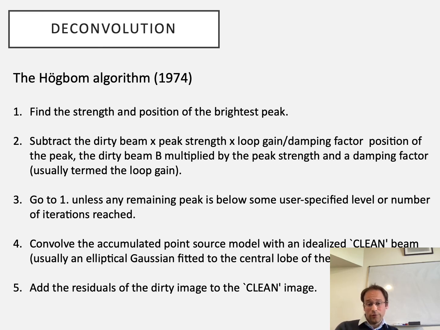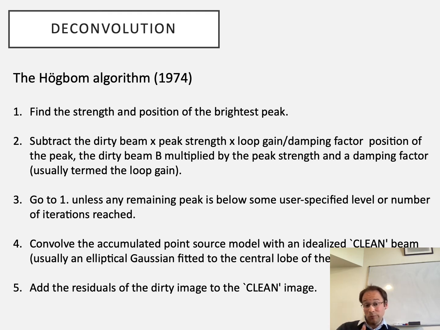And we take that product and we multiply it by the gain, the loop gain. And the loop gain is just some factor, normally about 10% or 1%, depending on how accurate and long you want the algorithm to run for. And once we've got that, so we've got the brightest peak strength multiplied by the point spread function, multiplied by this gain, we then subtract that from our image. And we store that subtracted component in a two-dimensional model, which we call the CLEAN model.